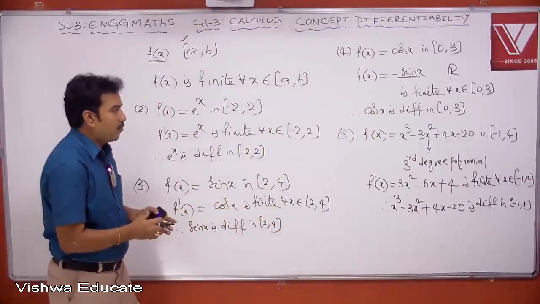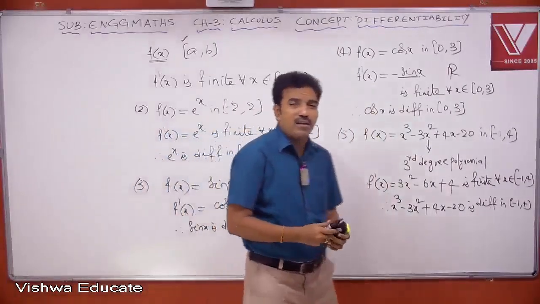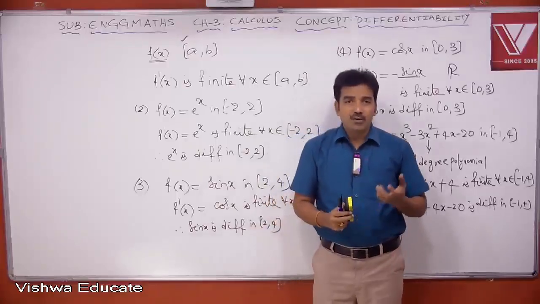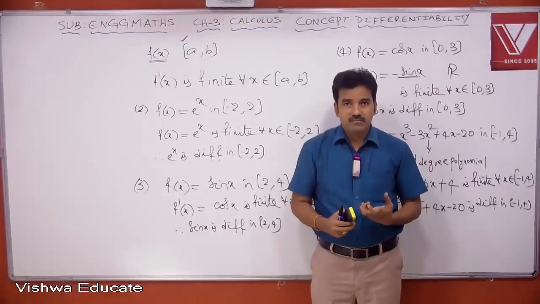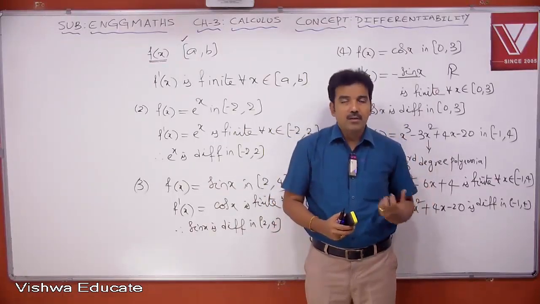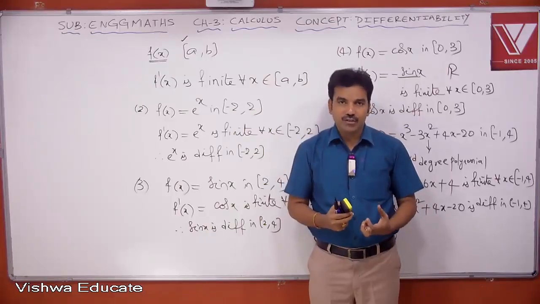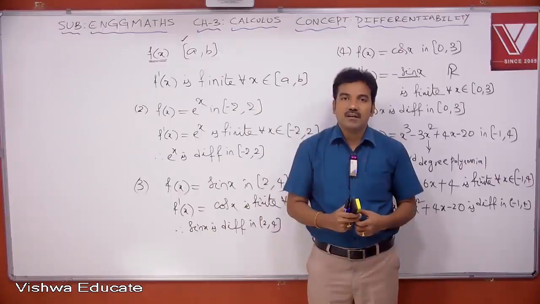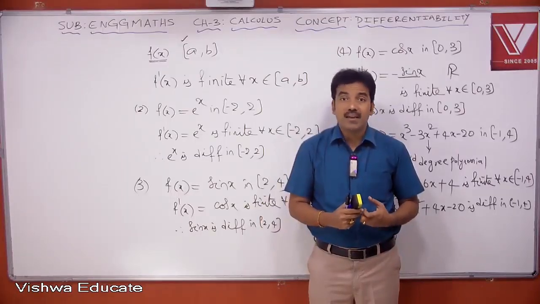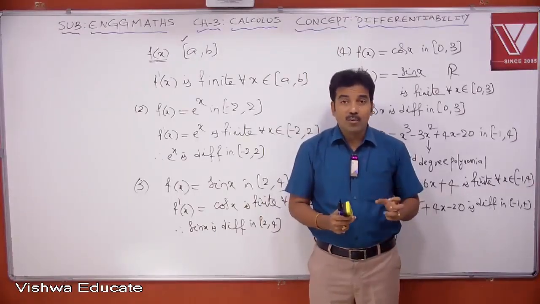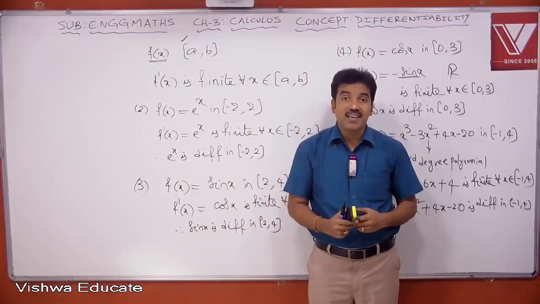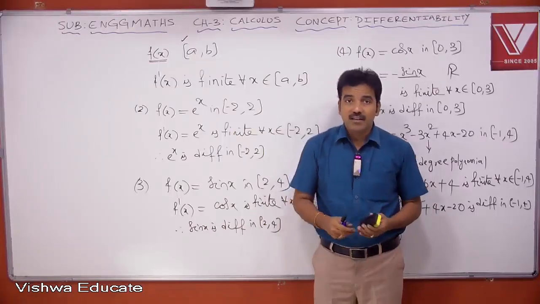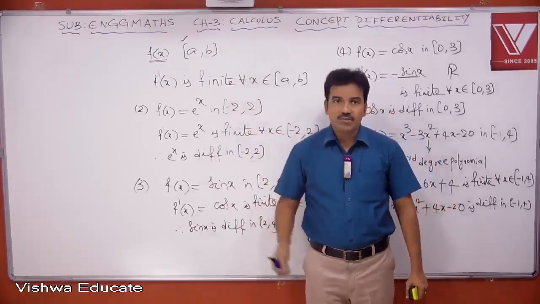Therefore, from all the examples, what we conclude is that polynomial expressions, exponential functions, sin x, cos x, and constant function, all these functions are differentiable in every closed interval a comma b. So they do not have any drawbacks in terms of differentiability as well as continuity. Okay, so make note of all these examples.